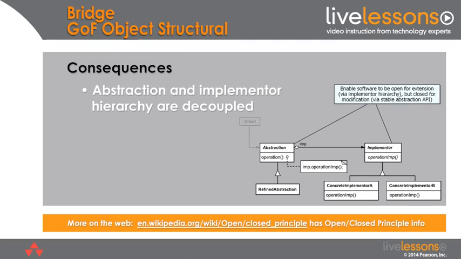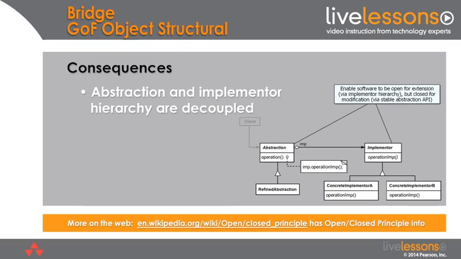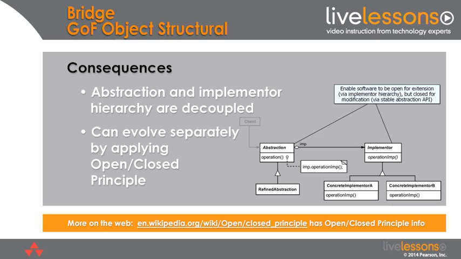One benefit is that the abstraction and implementer hierarchy are decoupled, so they're able to evolve separately by applying the so-called open-closed principle. The open-closed principle is a very famous object-oriented design principle that enables software to be open for extension, say via the implementer hierarchy we've talked about here, and yet closed for modification by having a stable abstraction API. And so you're able to get the best of both worlds. You can have the dependability and stability of a fixed interface, and yet you can also vary that interface in ways that allow things to evolve and change over time. The bridge pattern works very nicely to implement the open-closed principle.